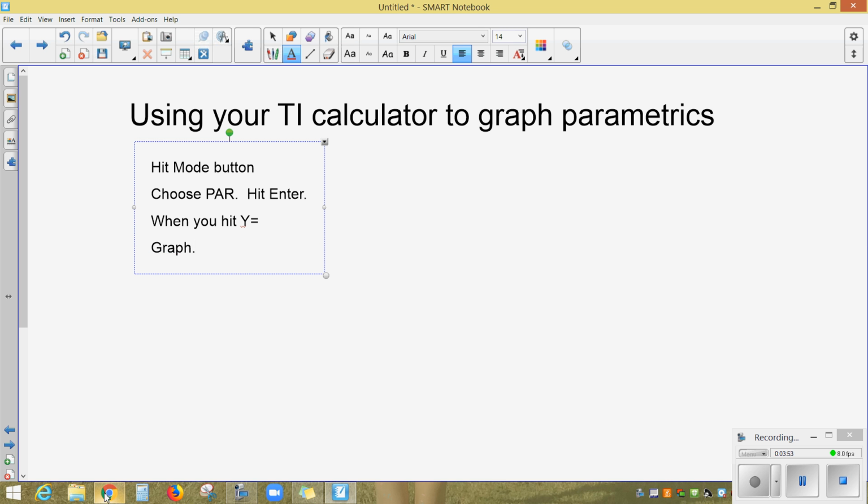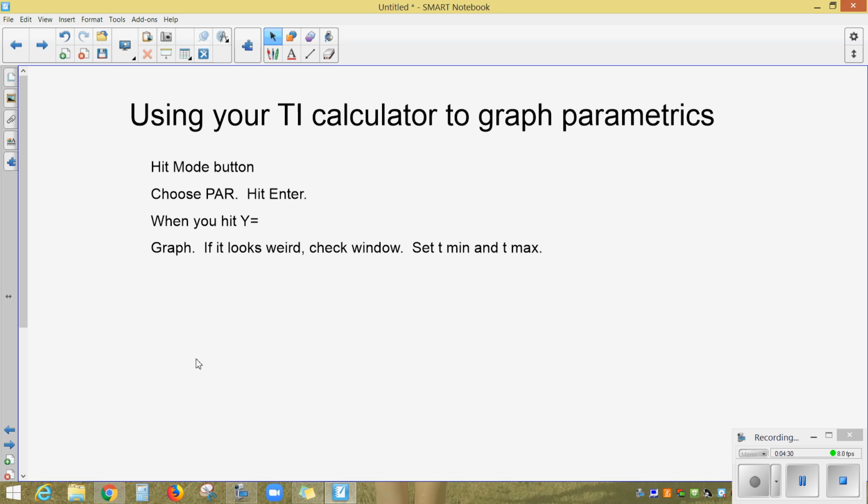it might show you something weird. So if it looks weird, then check your window. You can set the T min and T max to be what you want. So if we're going from 0 to 8, you can set your x's, your mins and maxes, like you could just with regular functions. Hopefully you're confident and comfortable enough with graphing. Most of you do okay setting your windows, knowing how to graph things. But if you get hung up on something, send me an email and we can try to Zoom and get around that.